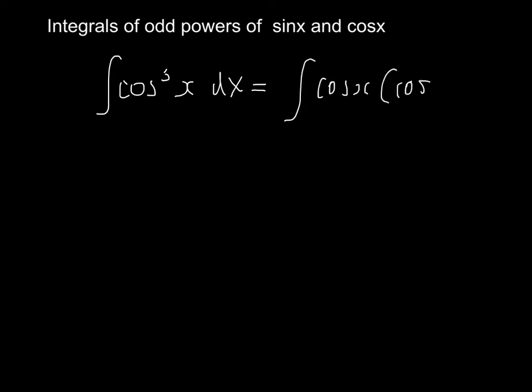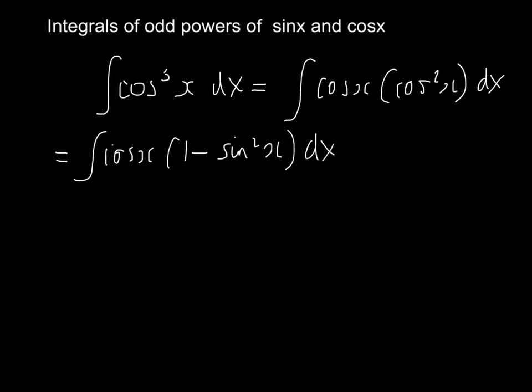Next type we're going to look at are integrals of odd powers of sin x and cos x. So let's do a fairly straightforward one: the integral of cos cubed x dx. What we do with these is we write them as cosine of x multiplied by the cosine squared of x. Then we use our C2 identity for cos squared x, replacing cos squared x by 1 minus sine squared x.